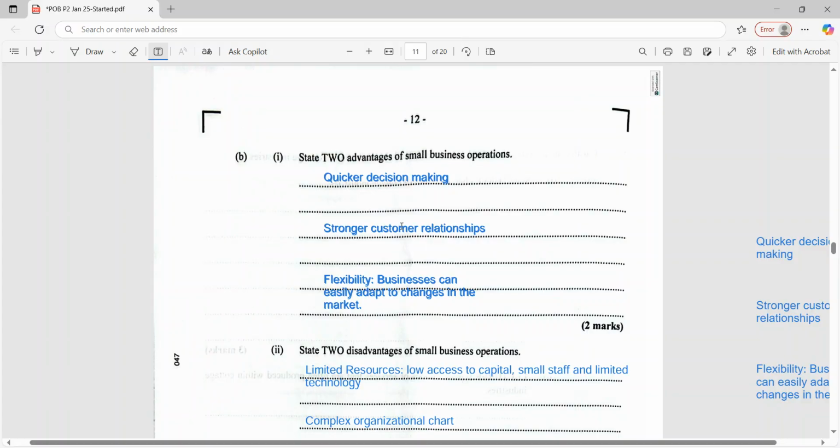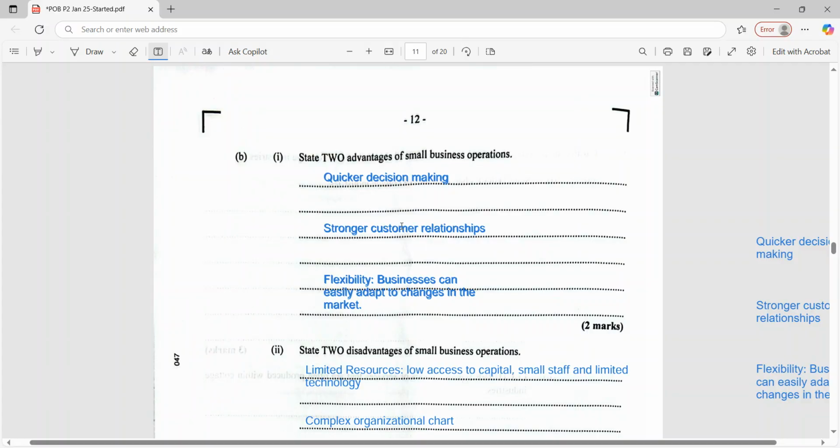The owner can make a decision by himself, or depending on the type of business that they are operating, it still won't be such a large amount of persons that the information has to pass through, or that amount of persons to approve the decision. Stronger customer relationships. So sometimes even the owner will know the customers, right? And then the flexibility. So business can easily adapt to any changes that occur in the market.